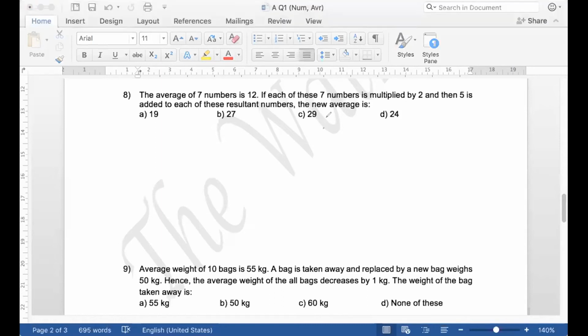Usually, the approach for this kind of question is, if the average is given as 12, what is multiplied? It's multiplied by 2. So 12 into 2, average into 2. And what is added? 5. So 29 is the answer.